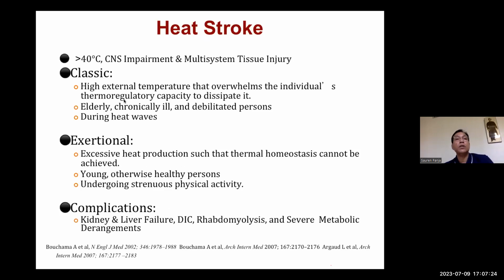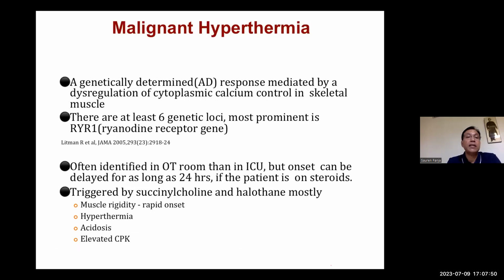And this is about heat stroke. Dr. Topes has already discussed heat stroke. Usually the patient will have hyperthermia, CNS impairment, and multi-system tissue injury. It may be classic, exertional, or with complications. Most of the patients die because of the complications, particularly kidney and liver failure, DIC, rhabdomyolysis, and severe metabolic derangement.